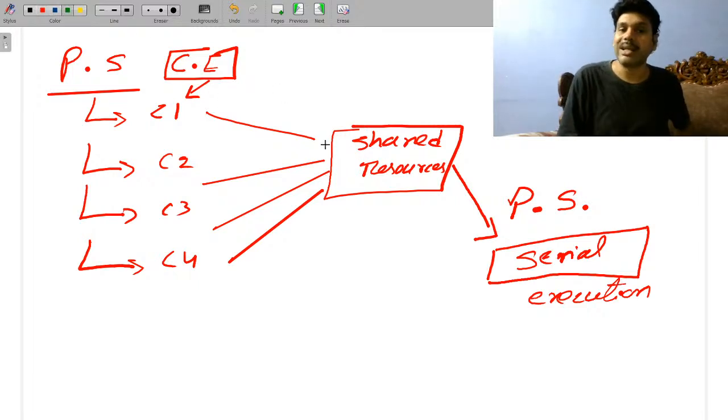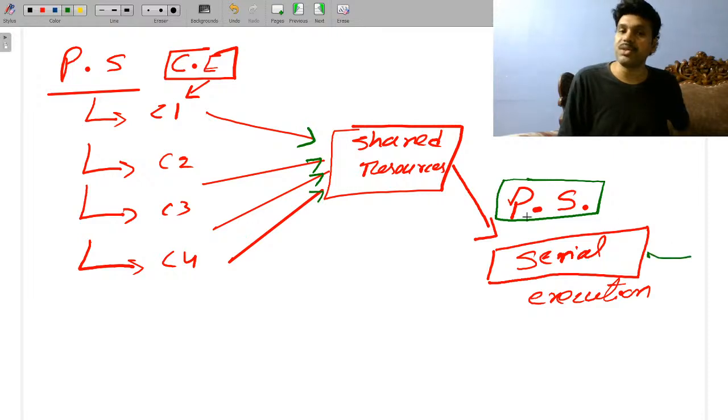Whatever requests we get concurrently, I don't mind. I do not want to put the processes or threads in starvation mode. I want to allow them to execute concurrently. Let them preempt each other. But you see that I am going to apply process synchronization.